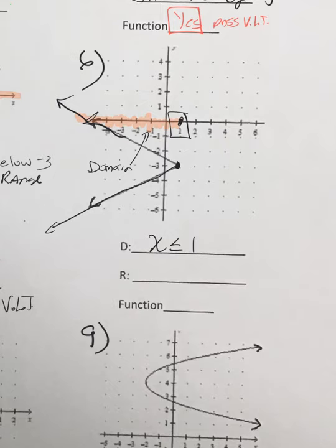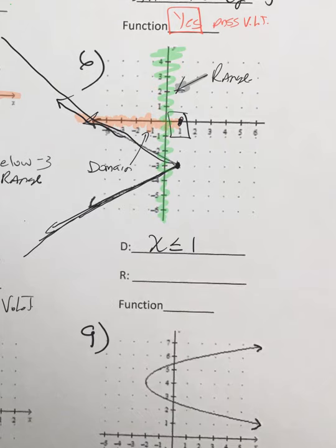And for the range, notice that as we keep going to the left, it keeps getting lower and lower, but at the same time it keeps getting higher and higher. Do you see that the range is going to be all real numbers this time? So this one is y is an element of the real numbers, or you can actually write all real numbers.